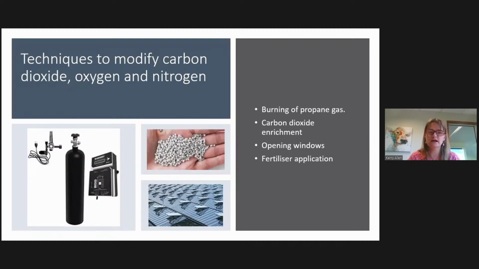And then if we're moving into carbon dioxide, oxygen, and nitrogen manipulation, we usually in glass houses add carbon dioxide, and it's called carbon dioxide enrichment. The way we do that is usually by burning propane gas or releasing carbon dioxide into the air. A really cheap way is just opening windows and allowing an exchange of air, but you can add those to it. Other ways to increase is to add fertilizer, nitrogen fertilizer to your soils, and that will increase your nitrogen capacity there. But it's usually not used in manipulation of nitrogen gas.